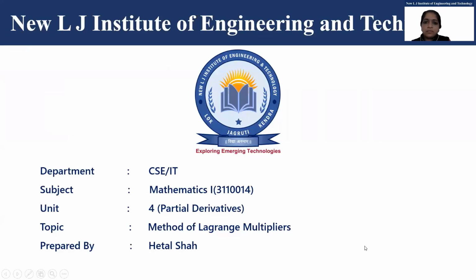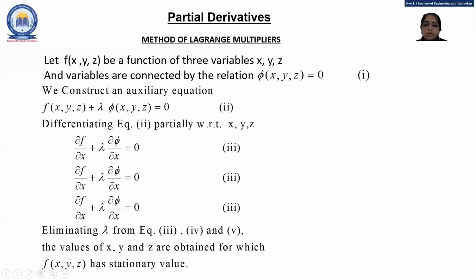Today we continue our lecture with the same chapter, partial derivative, and the topic is method of Lagrange multipliers. Students, this is the last method of this chapter and the last lecture of this chapter, unit 4. From tomorrow onwards, we'll start a new chapter. So let's start with the method of Lagrange multipliers.